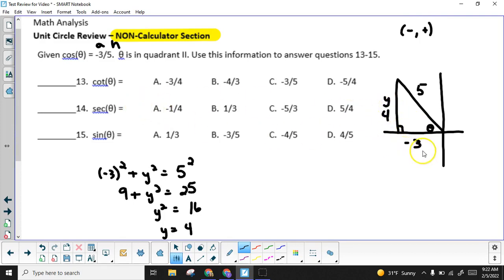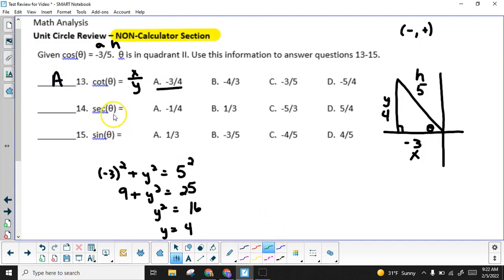So now that we have our x and our y and our hypotenuse values, then we can plug in to find these. Our cotangent is just our x value over our y value. So the x is negative 3 over the y value of 4. So that's negative 3/4, which is choice A.